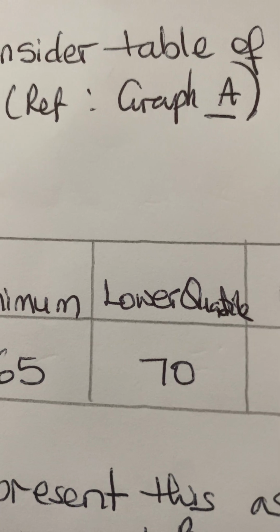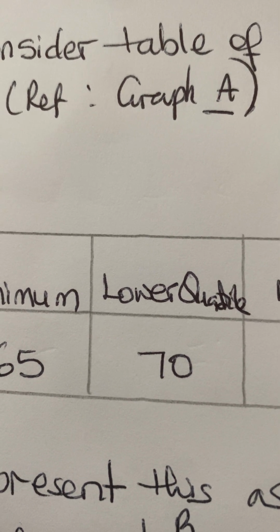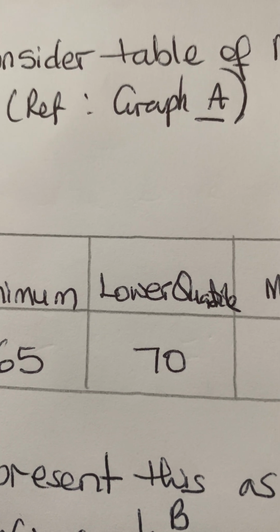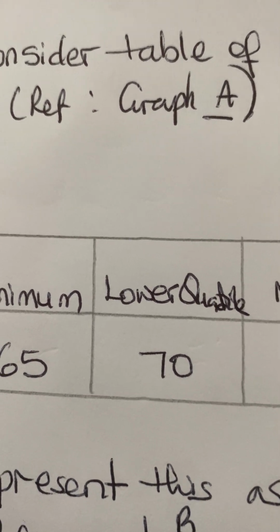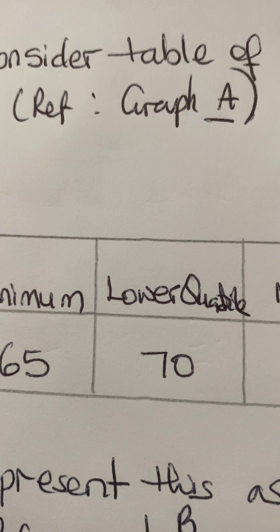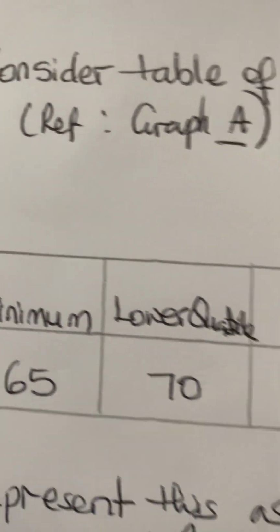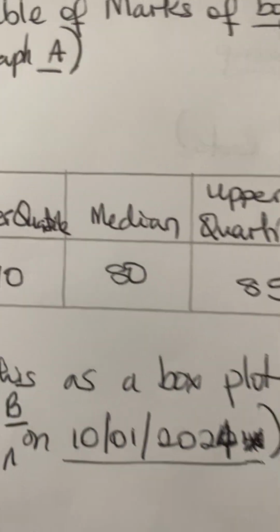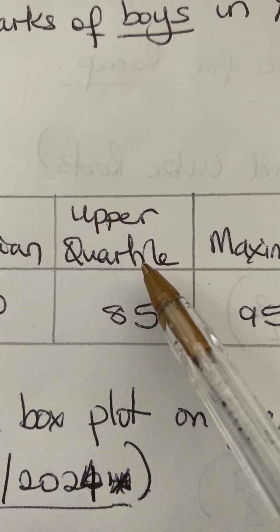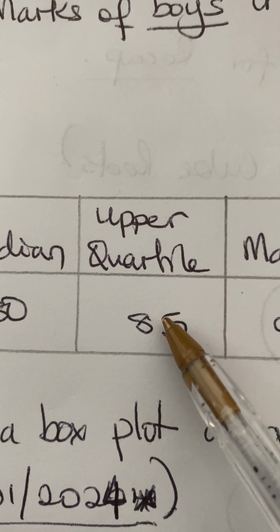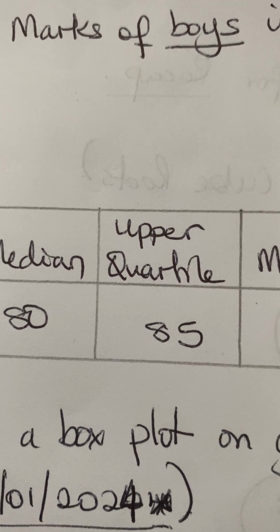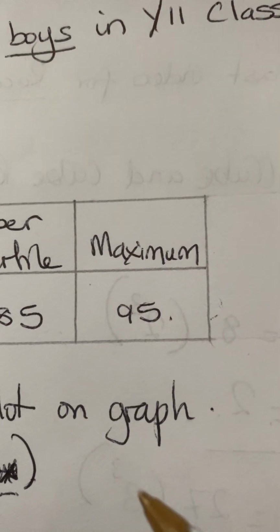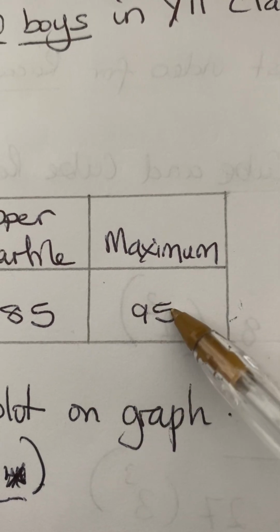That is the first quartile. So maybe from 60 to 70, that was the first quarter of the pupils. That is the median, the middle mark. And that is the upper quartile. The upper quartile is from the lowest up to the 75 mark, and then the maximum was 95.